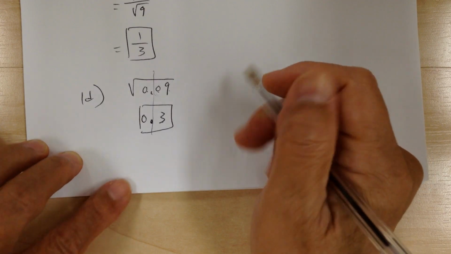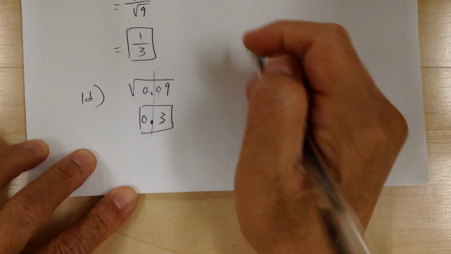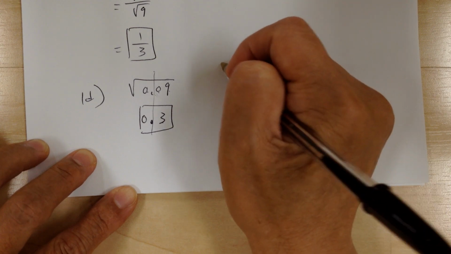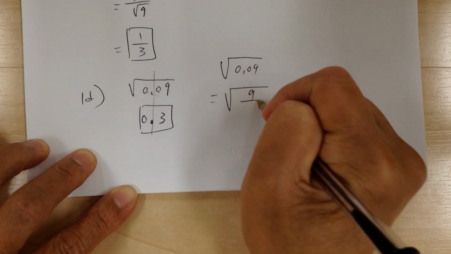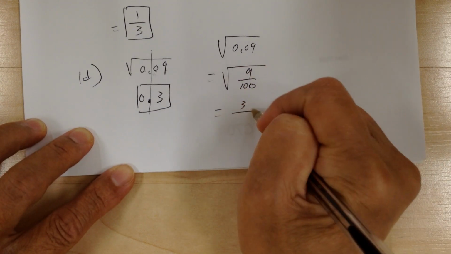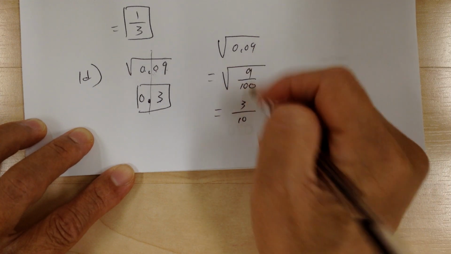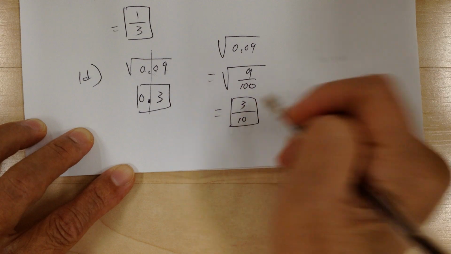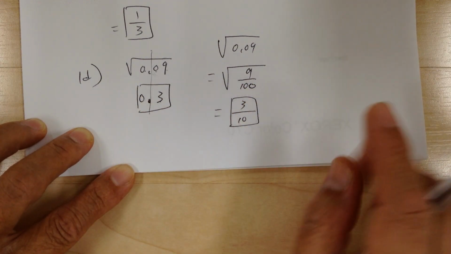Okay? Or another way to do this is you convert into a fraction. So square root of 0.09 is equal to square root of 9 over 100. And square root of 9 is equal to 3. Square root of 100 is 10. And so you can either use this way, or you can use decimal. Either way.